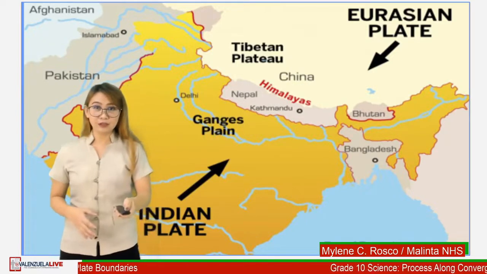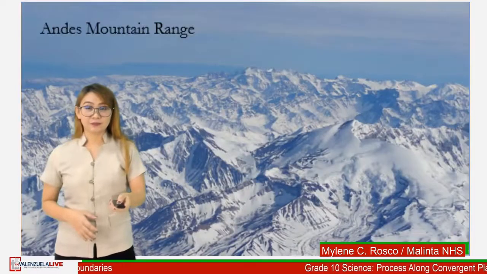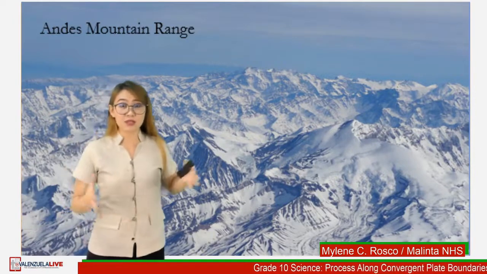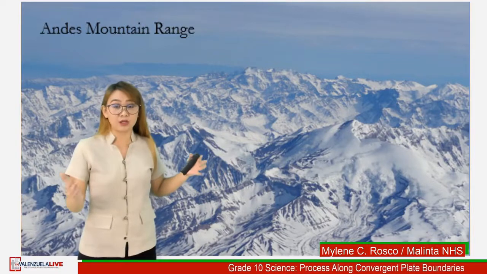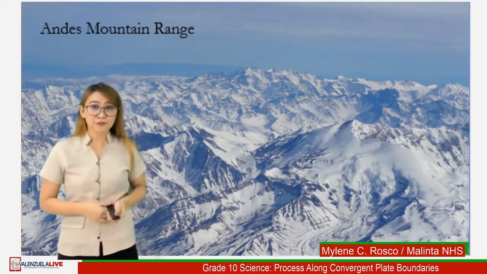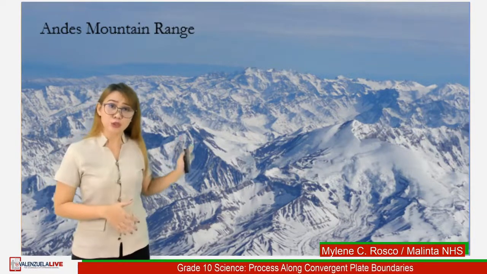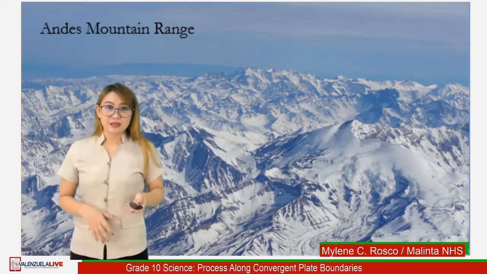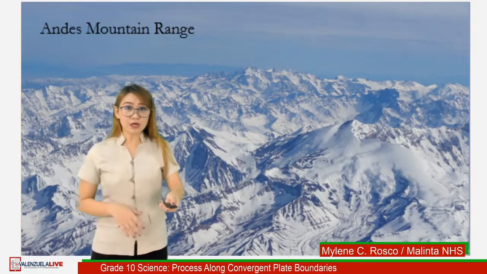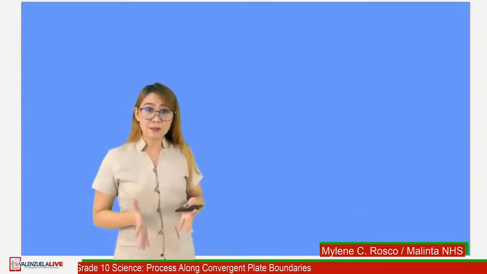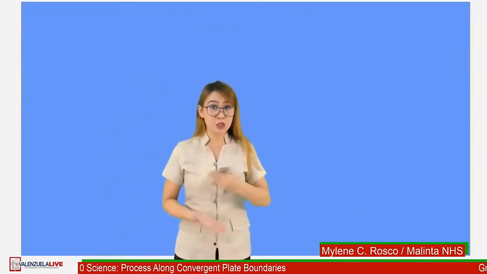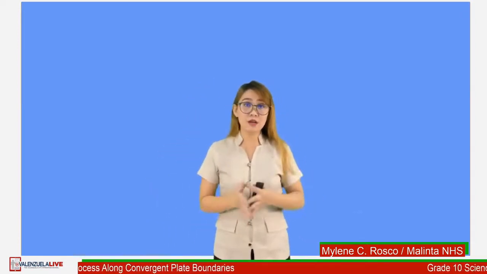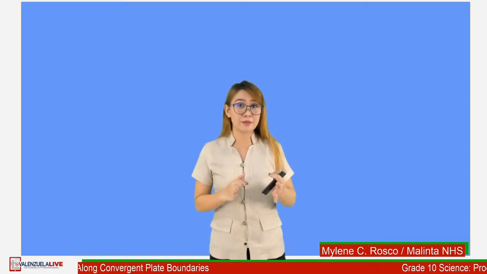Another example is the Andes mountain range. The Andes is the longest mountain range found on Earth. Okay? So this is also formed due to the collision of two continental crusts. Alright? So we are done describing the different processes and geologic features that occur along the three types of convergent plate boundary.